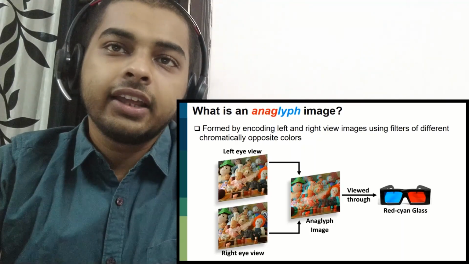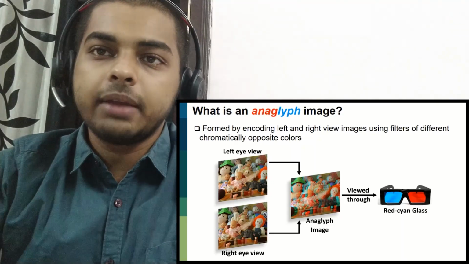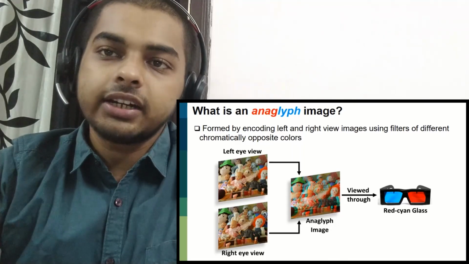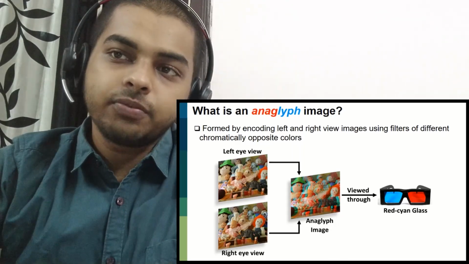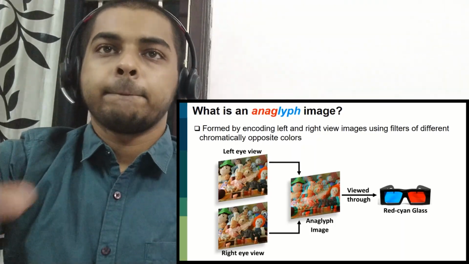Here we can see that we have a left eye image and a right eye image, and by fusing them together using linear projection, we can generate the anaglyph 3D image. And when it is viewed through the red cyan glasses, we can see the 3D structures and objects.